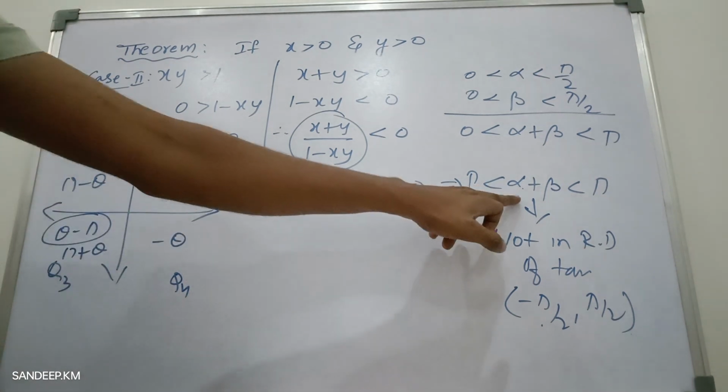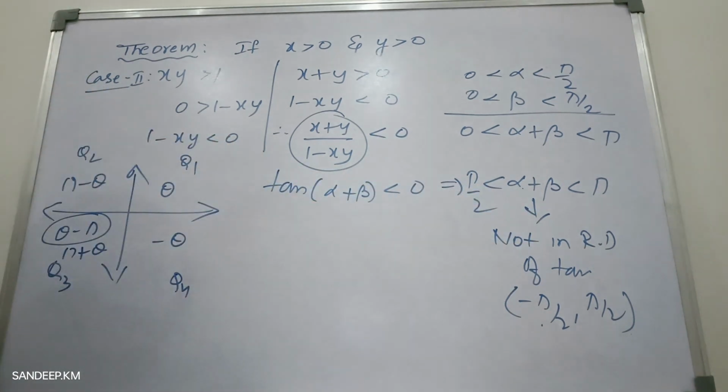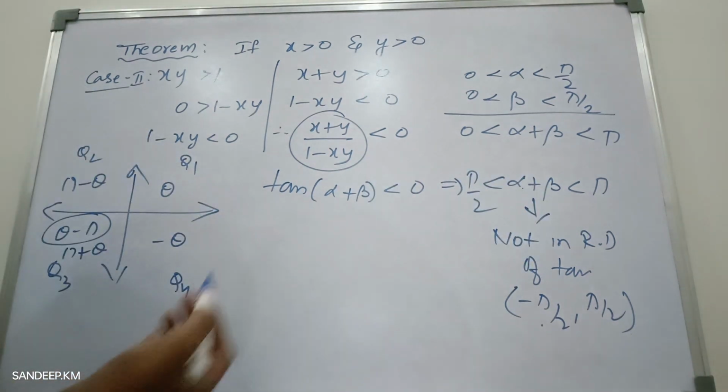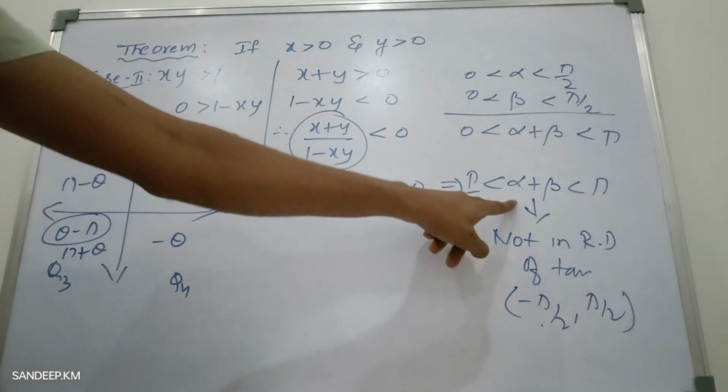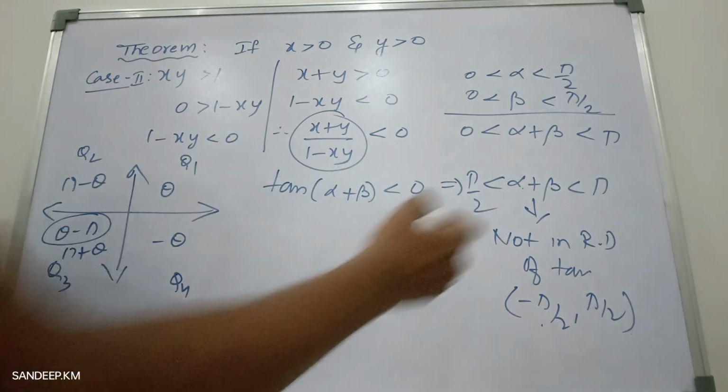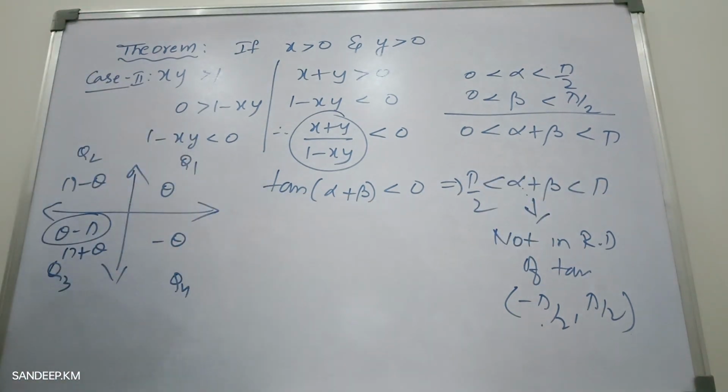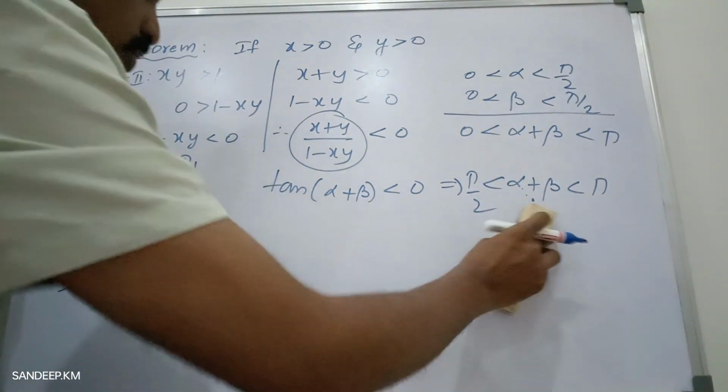since alpha plus beta is not in the restricted domain of tan function, check with alpha plus beta minus pi. That means theta minus pi, where theta is alpha plus beta. Alpha plus beta is not in the restricted domain of tan function, so check with alpha plus beta minus pi.